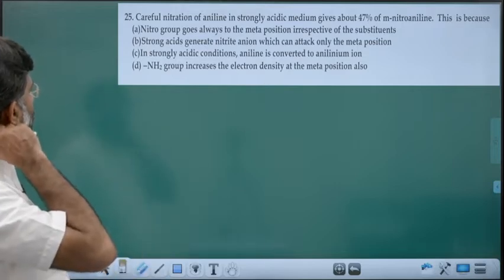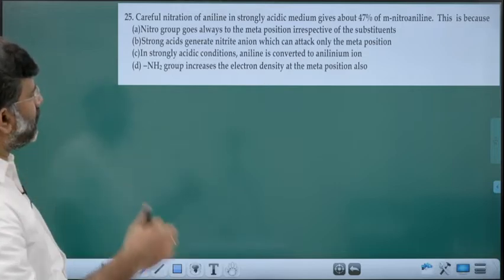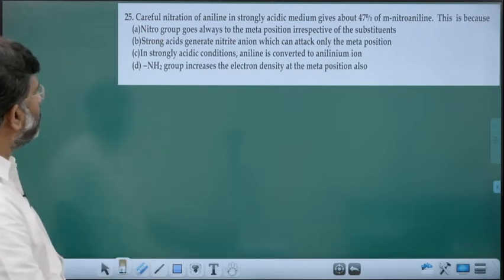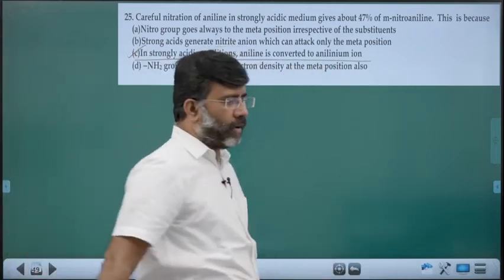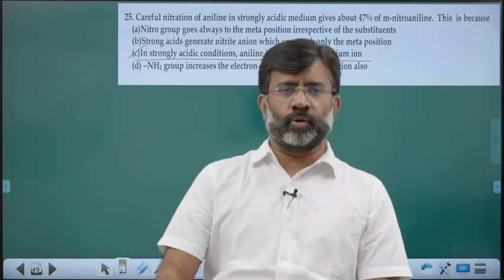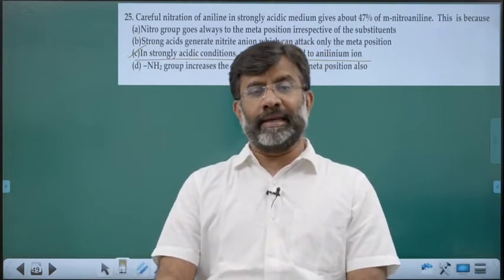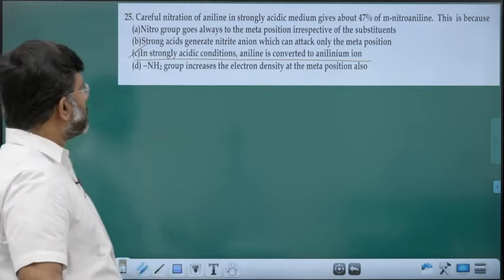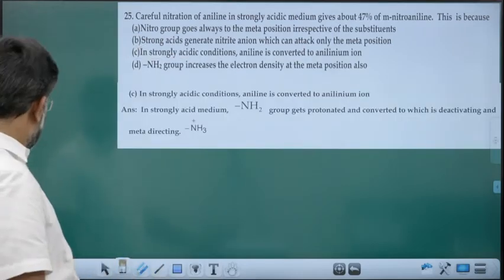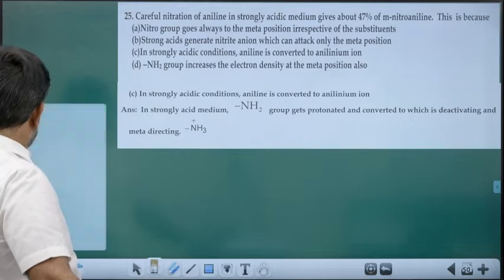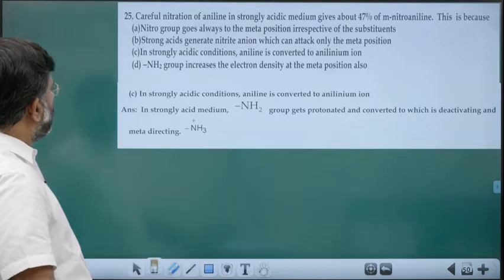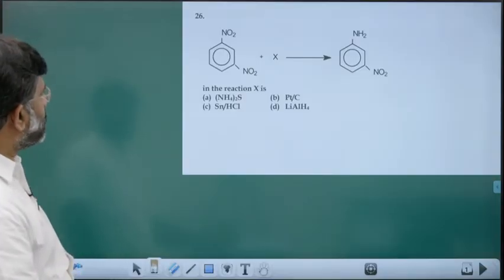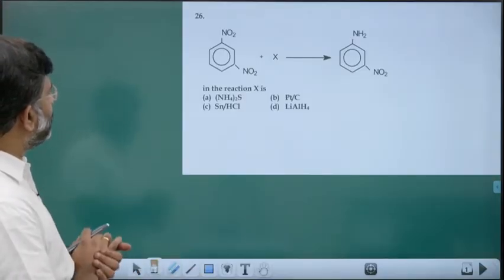Careful nitration of aniline in strongly acid medium gives what? This is an already discussed question. Which one is the answer? Option C. Already commented in detail. The NH2 group gets protonated to give the anilinium ion. Next, that is a different reaction.